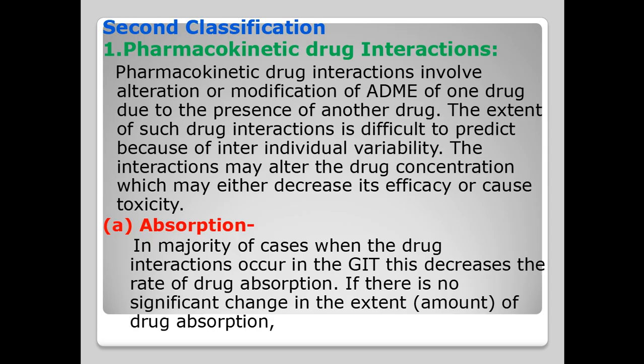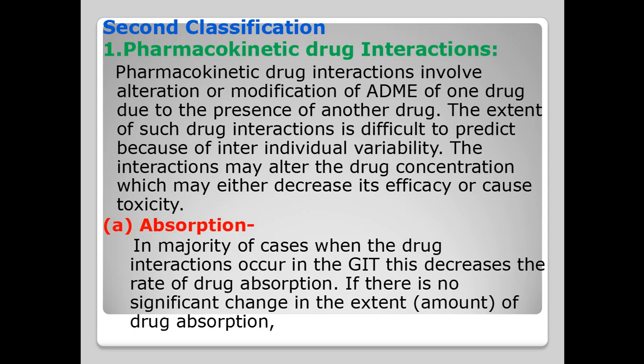The extent of such drug interactions is difficult to predict because of inter-individual variability. Since every individual has a different genetic makeup, different body mass index, different BMR, every body is different from another body. The extent of pharmacokinetic drug interactions cannot be predicted beforehand. The interactions may alter the drug concentration, which may either decrease its efficacy or cause toxicity.